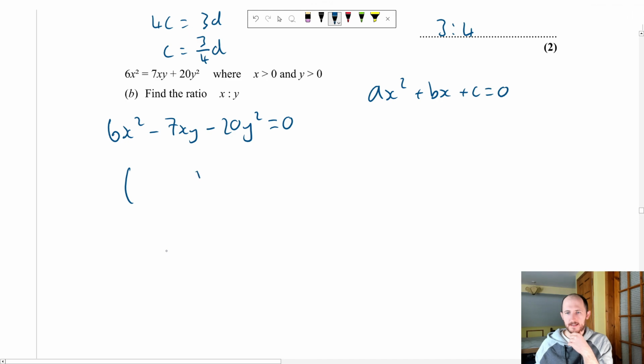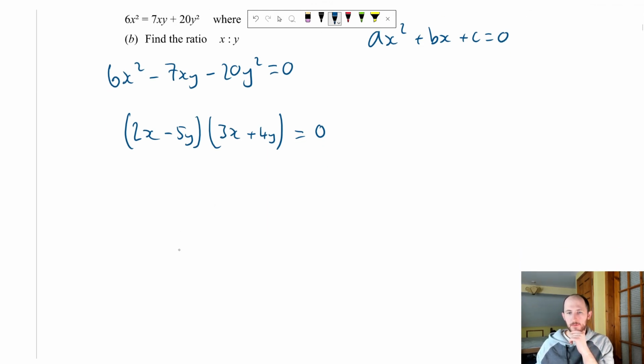If I put 2 brackets out, factorize however you'd like, to be honest, but I would say you'd probably have 2x and 3x, and 5 and 4, minus 5y plus 4y equals 0. So if I expand this, we get 2x times 3x, 6x squared, minus 15xy plus 8xy, which gives us this, and then we would have minus 20y squared, which gives us that. Perfect. So now, if we're solving this, we have 2x minus 5y equals 0, and 3x plus 4y equals 0.